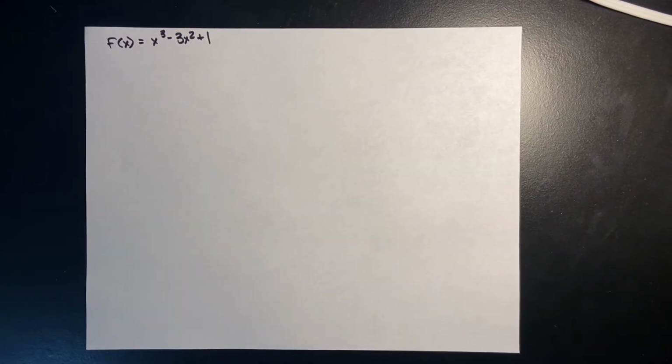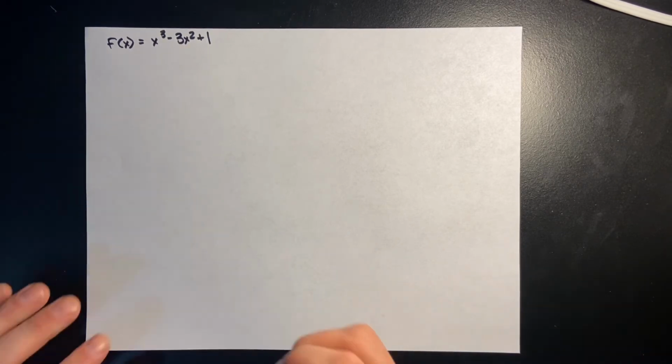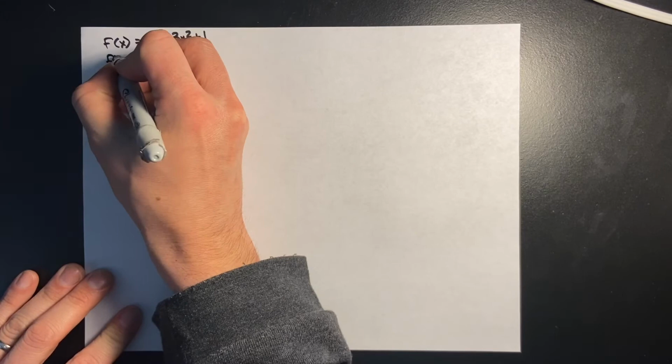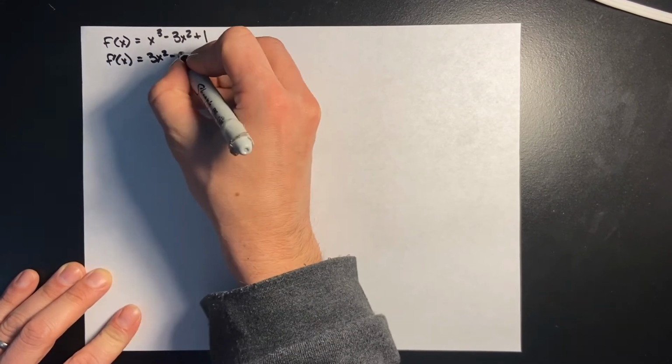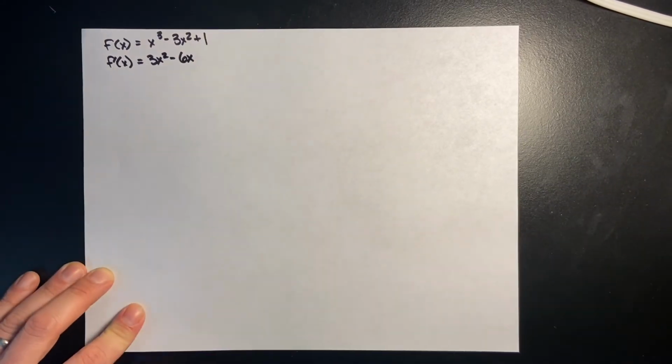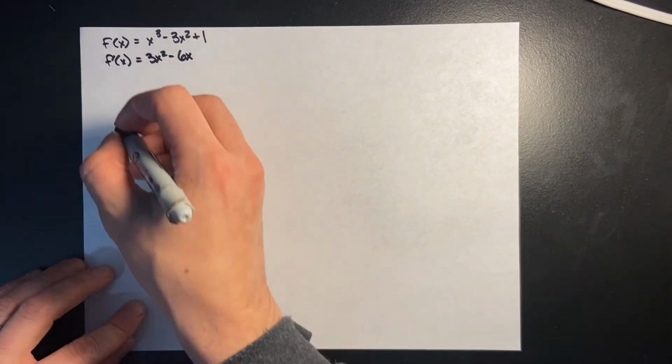Okay, buckle your seatbelts. We're going to find the intervals where f of x is not only increasing or decreasing, but also concave up and concave down. So if you remember, increasing and decreasing is a 4-step process. Step number 1, take the derivative. 3x squared minus 6x.